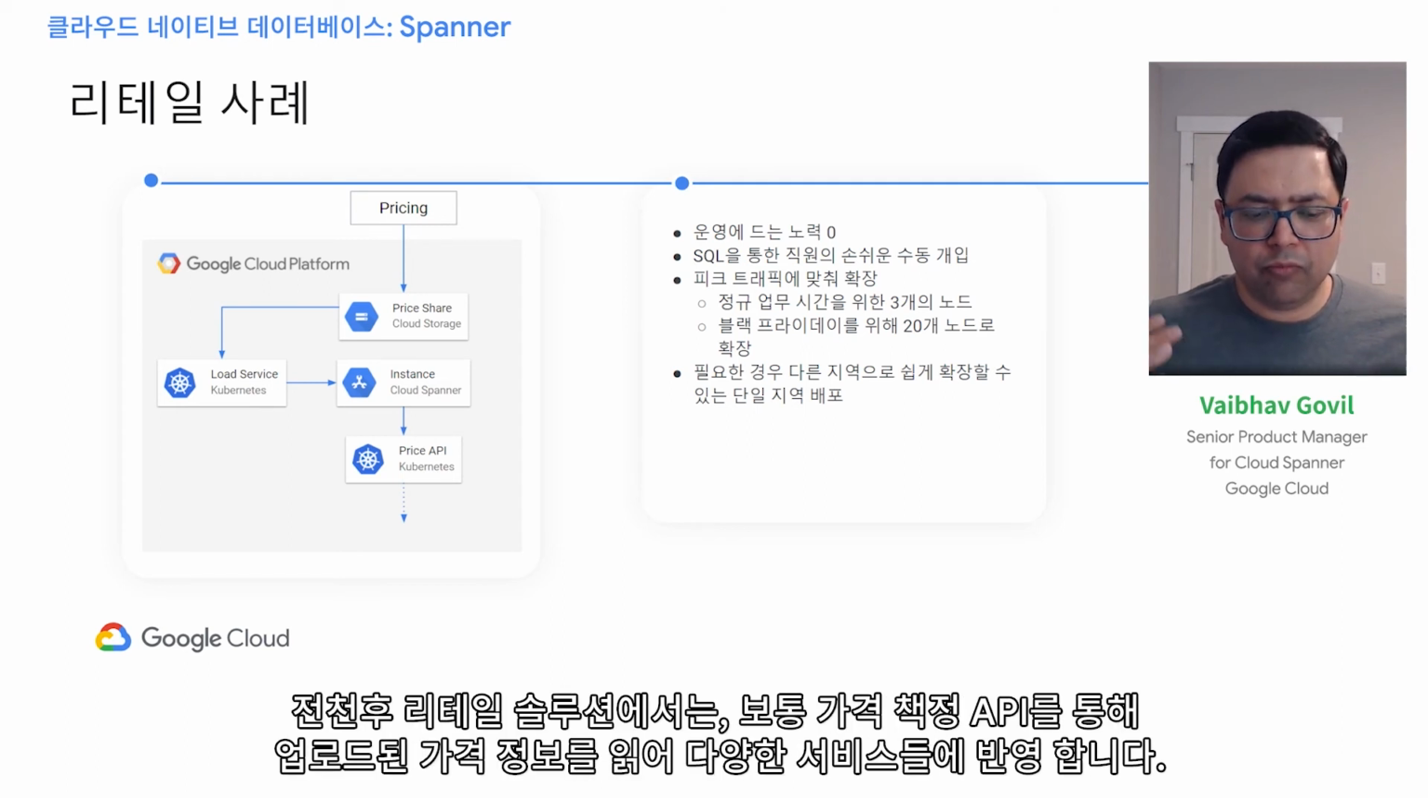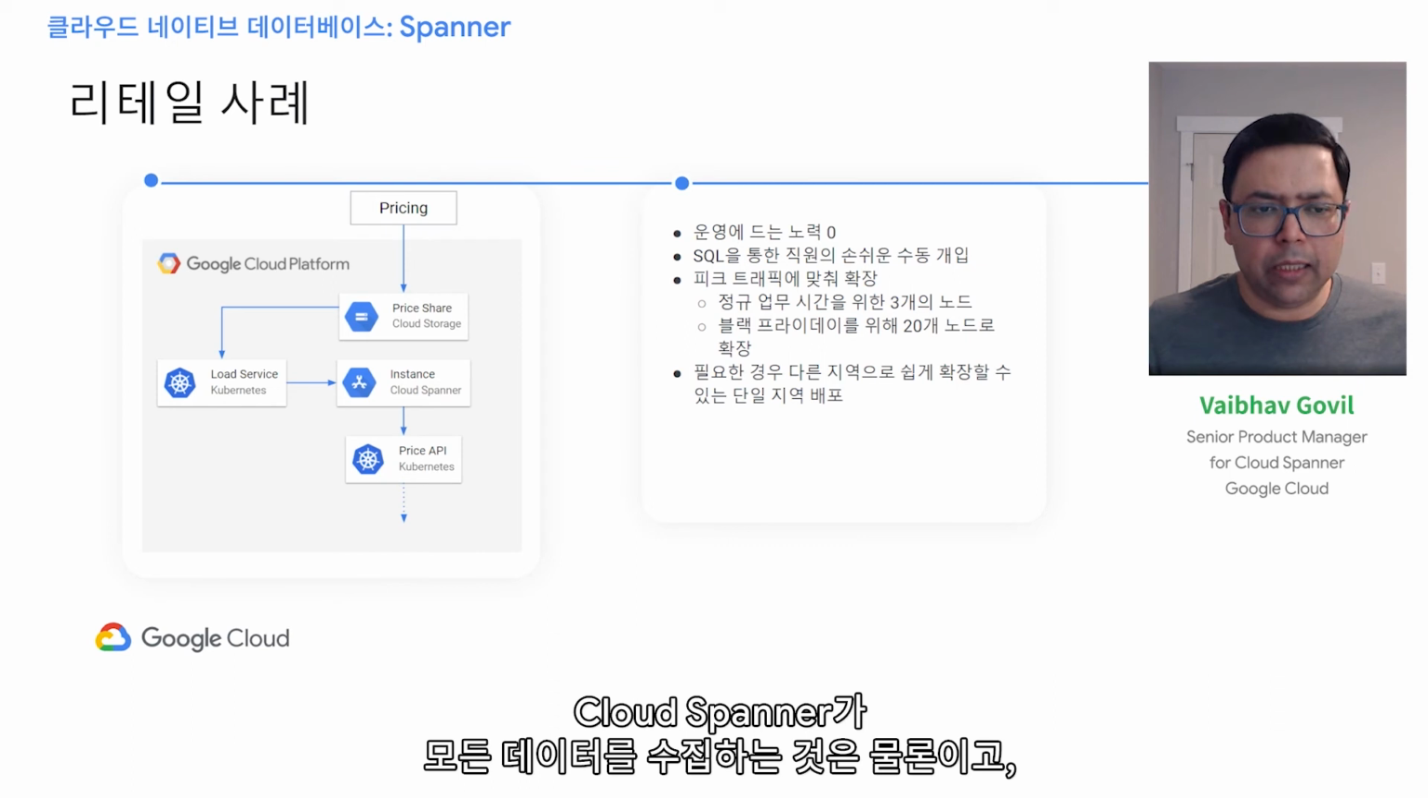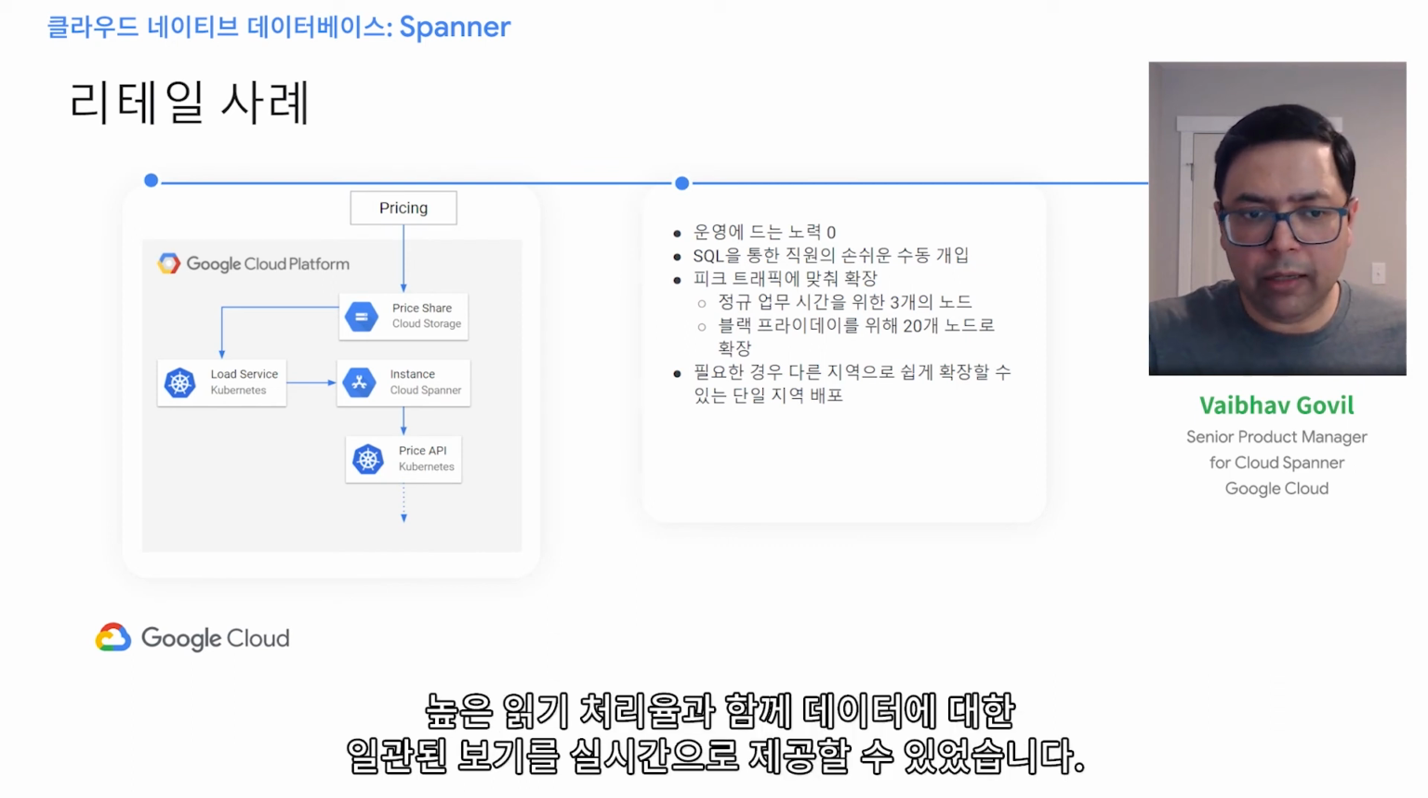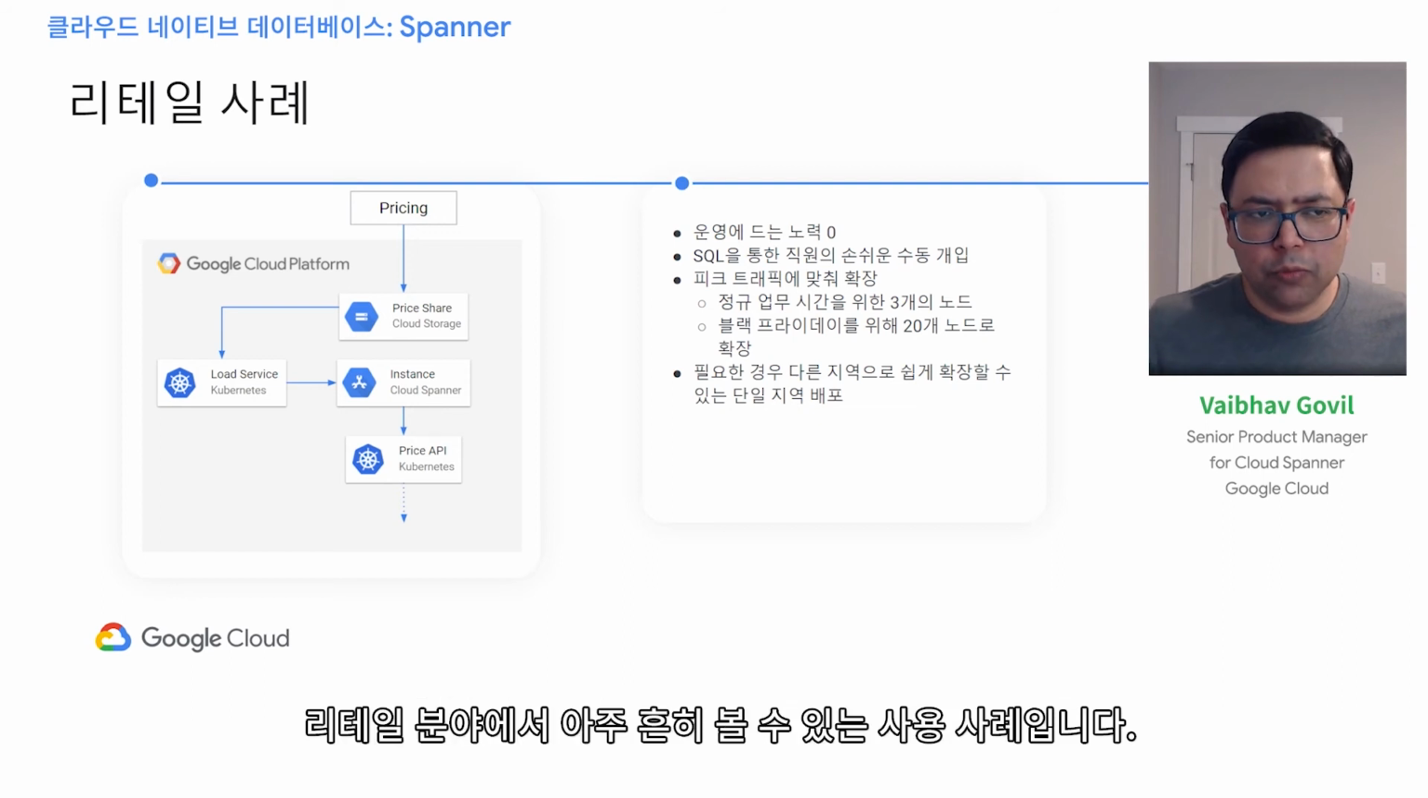And then, typical to omnichannel retailing, there were multiple services, through this pricing API, which were reading that data about pricing information for the SKUs which were uploaded. And that's how Spanner was able to ingest all that data as well as provide a consistent view of the data in real time with that high read throughput. So fairly typical use case you will see in retail.